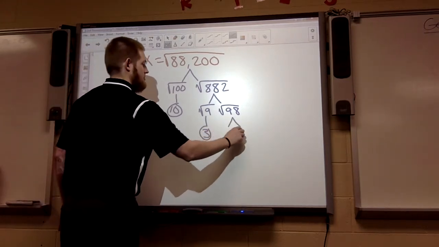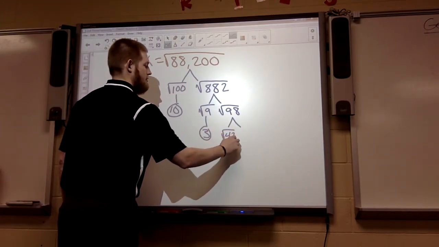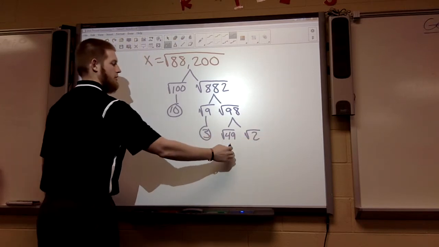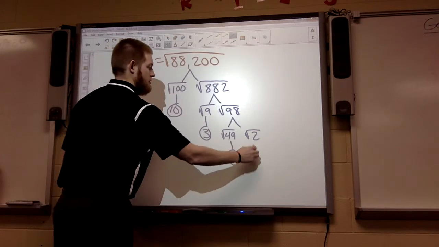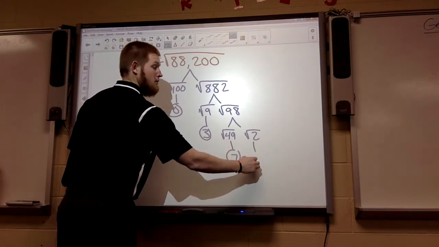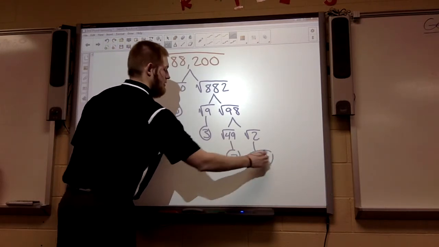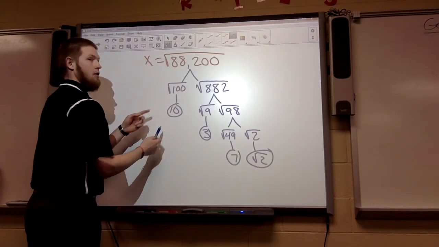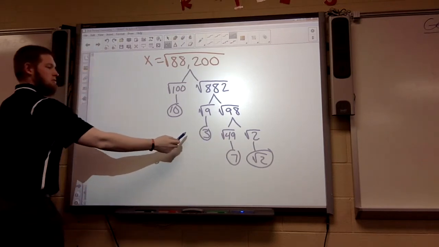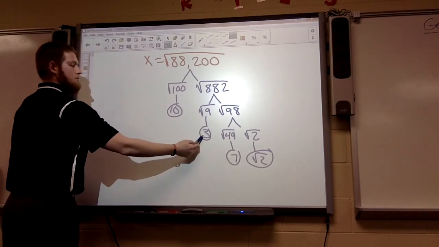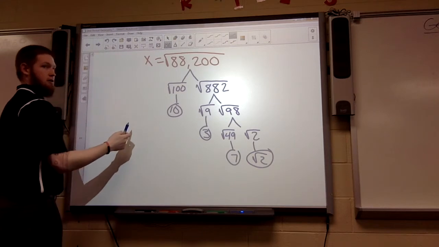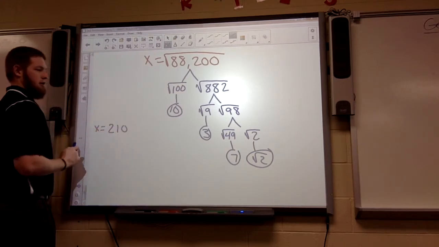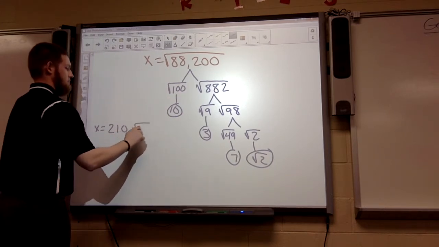Good. So I have the square root of 49 times the square root of 2. Square root of 49 is 7. Square root of 2 is just the square root of 2. Again, what do I do with these three numbers, Johnny? Multiply them. So 7 and 3 is 21. 21 times 10, 210. So x equals 210 square roots of 2. Good.